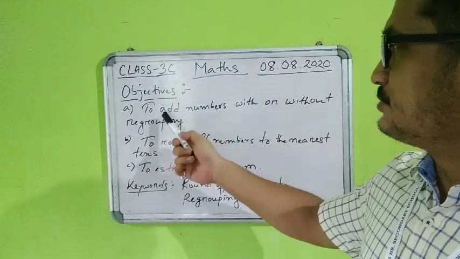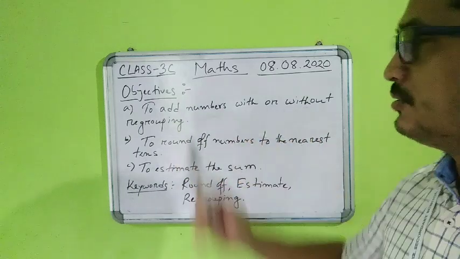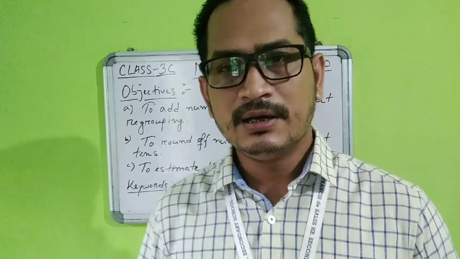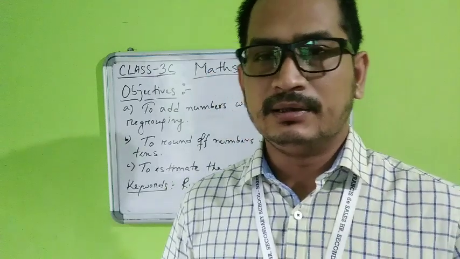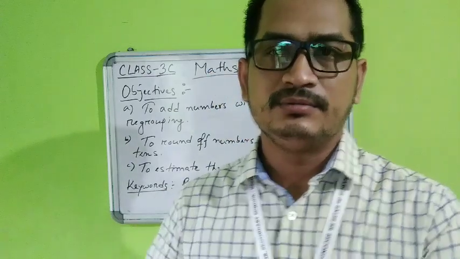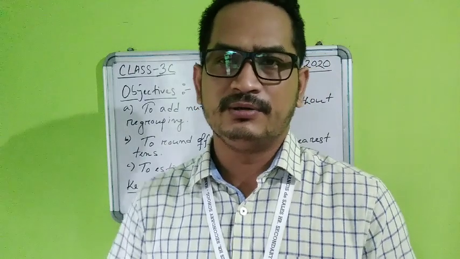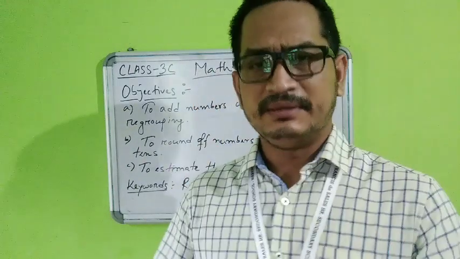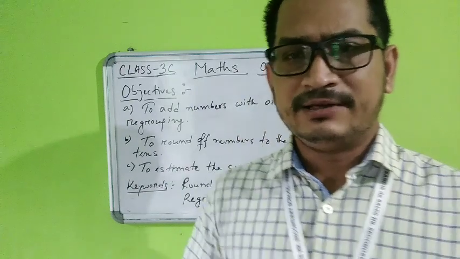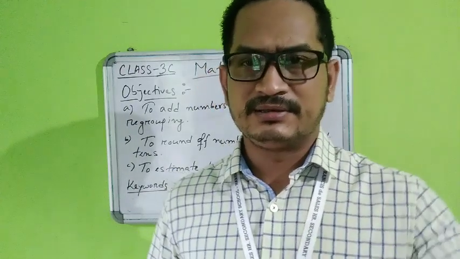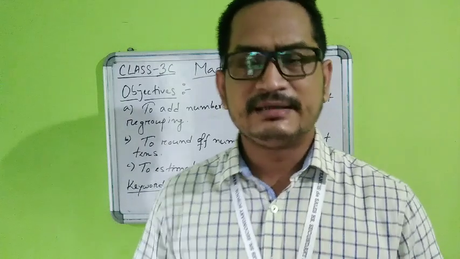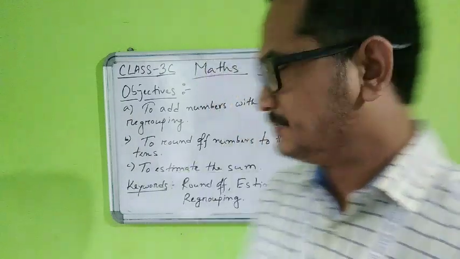First one is to add numbers with or without regrouping. Now students, you have already learned last year how to add numbers with or without regrouping. Fine. So that we are going to learn, but this time we are going to learn about addition of four digits. Yes, last year you checked with 2 or 3 digit numbers. This time we will deal with 4 digit numbers.